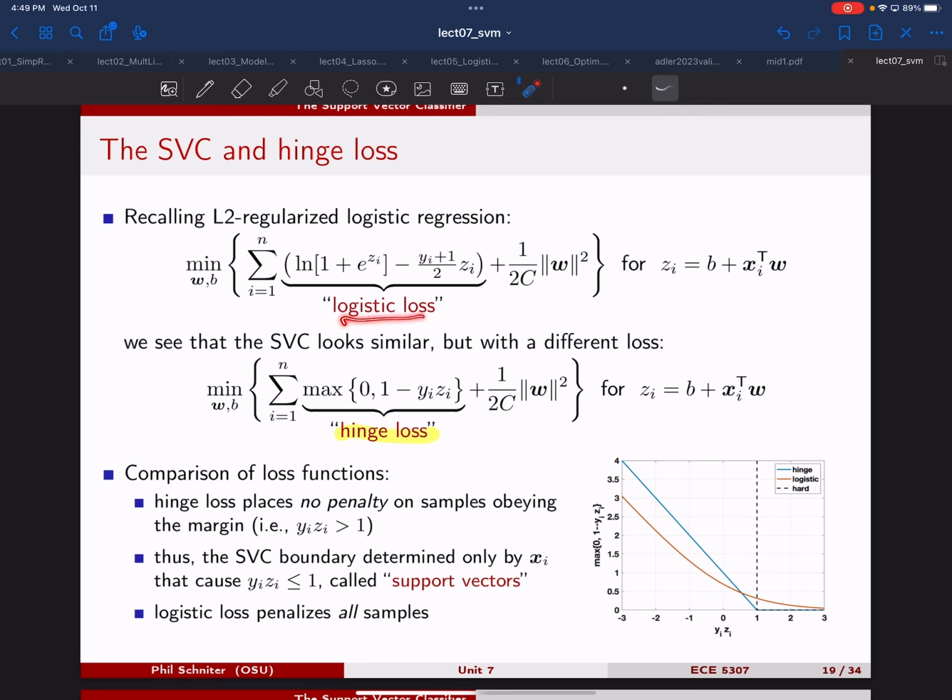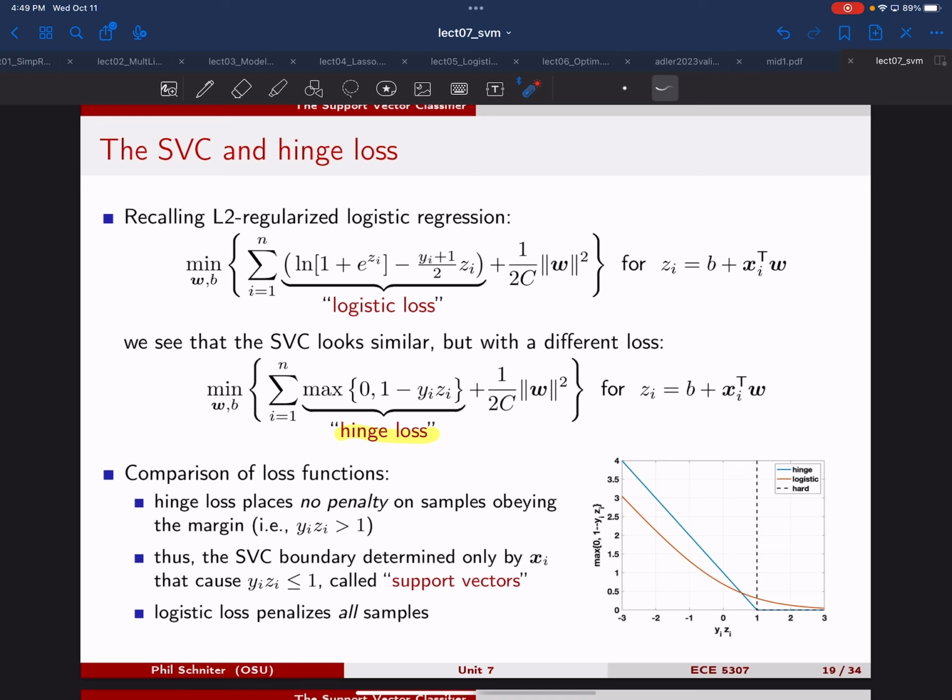For logistic loss, though, it still uses them. It uses them maybe not very much. It weights them a little bit, but it does still use them. And so this is the difference. SVC uses only these support vectors, which are the samples xi for which this is less than or equal to 1, whereas logistic loss uses all samples to come up with its design.